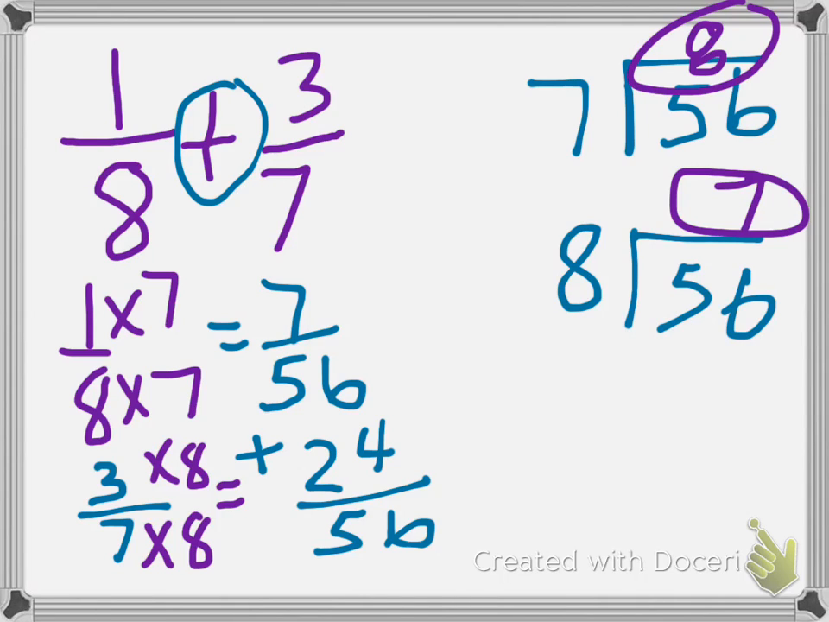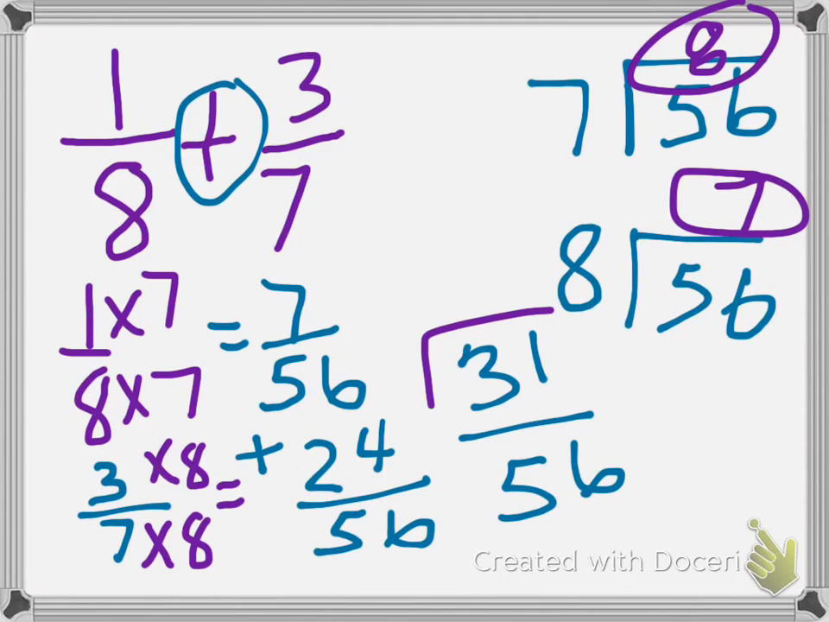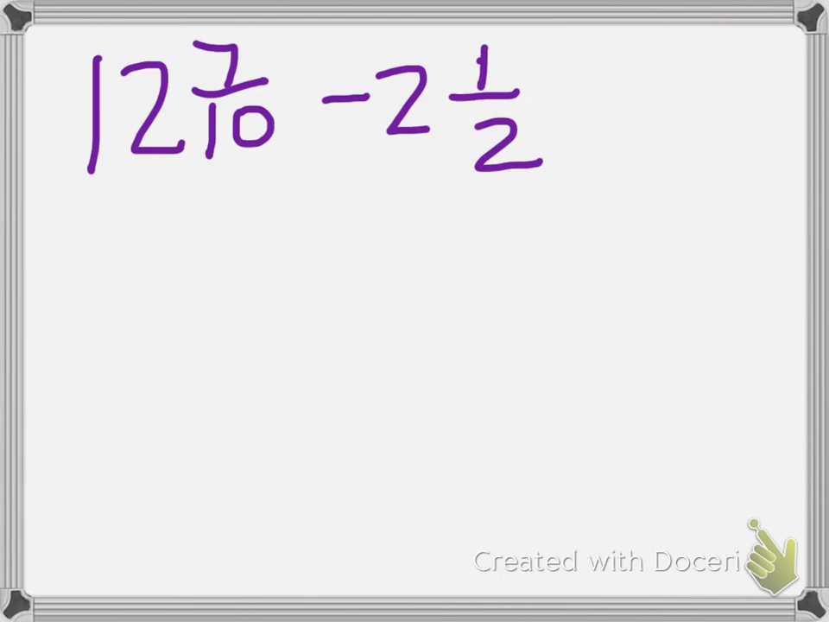So 7 plus 24 is 31, and that's all over 56. So here's my answer. Alright, next, subtracting mixed numbers. Again, the first thing you want to do is find a common denominator for 10 and 2.